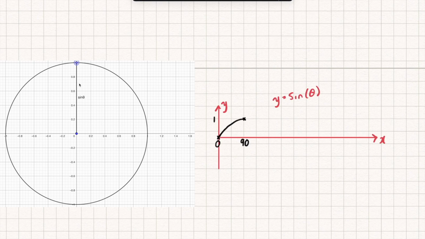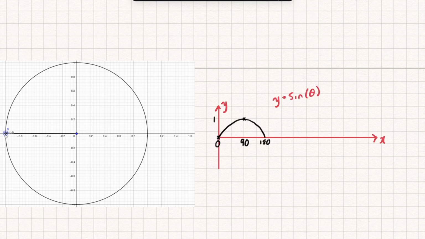It's now at a height of 1, so I can mark that on when it's at 90 degrees. Now, as I keep increasing the angle, so we're still focusing on this angle here between the positive x-axis and the radius, you can see the height of this right angled triangle is now decreasing, and it's going to continue decreasing until it gets to 0 again when we're at 180 degrees.